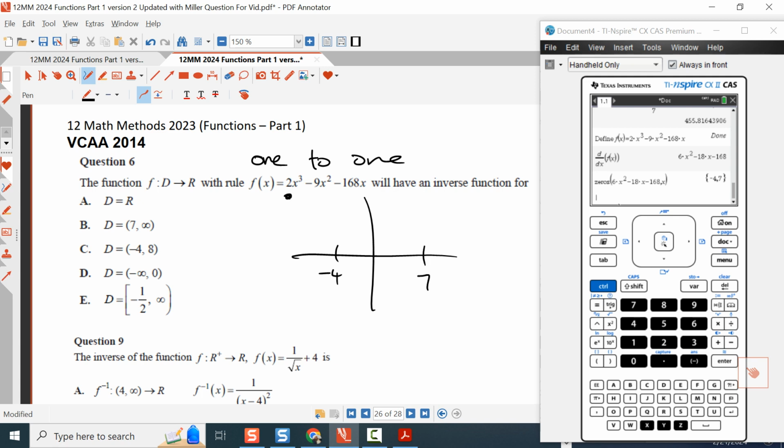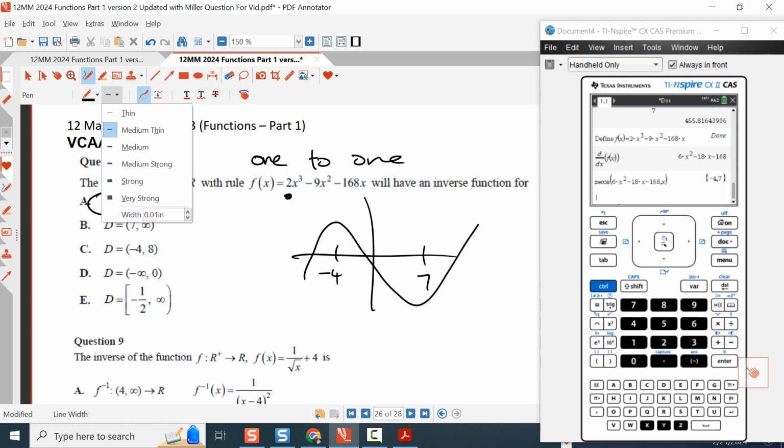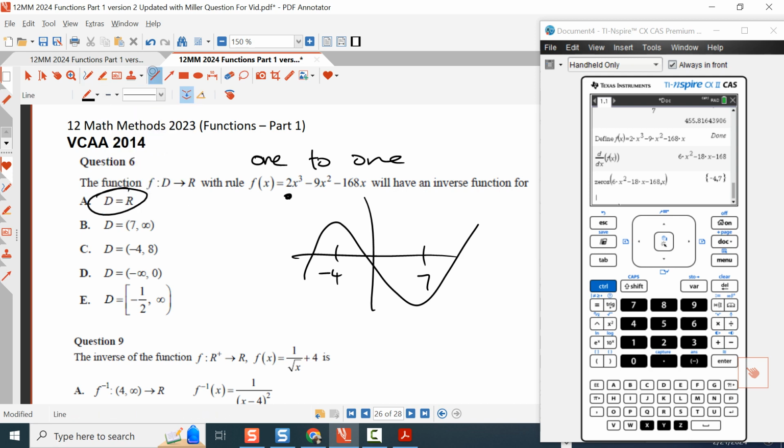Now, because this is a positive cubic, what it's going to look like is something like this. So it can't have a domain which is the set of all real numbers, because we can see here that it fails. Remember that horizontal line test I was talking about? It fails the horizontal line test. If I draw a horizontal line there for all real numbers, we can see it hits a y value there, there, and there. So that won't produce an inverse function.